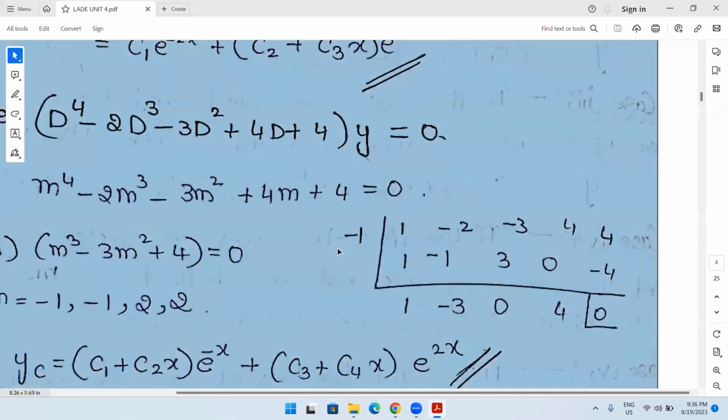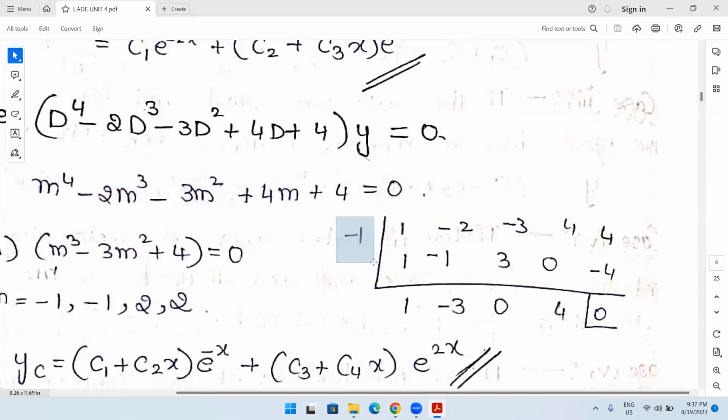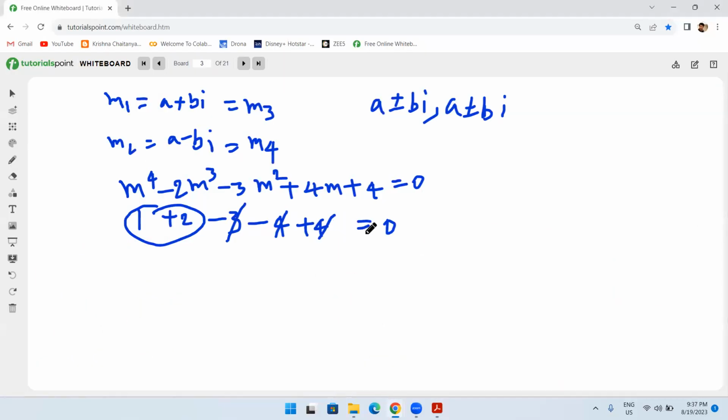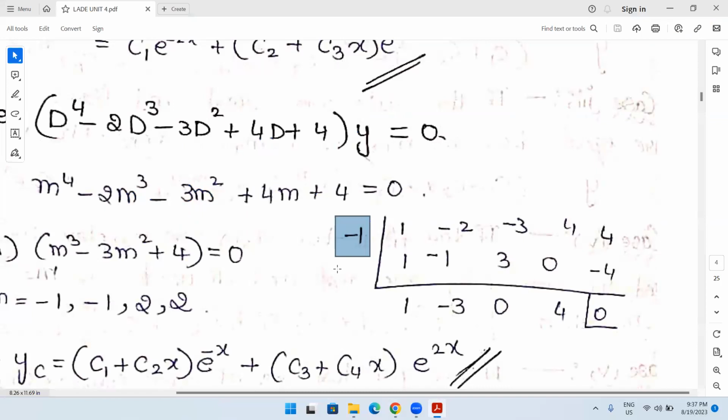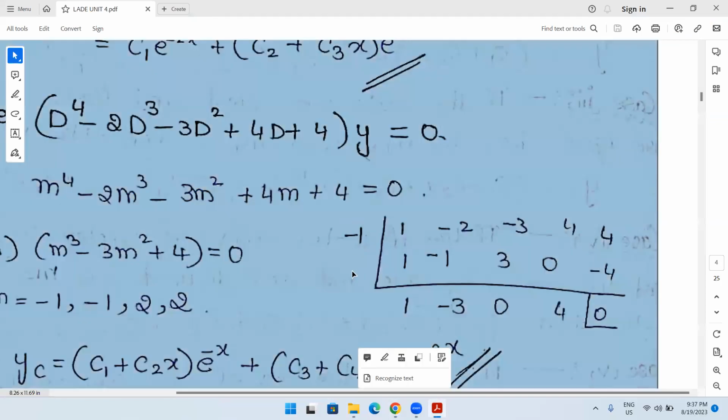So like this we find the real roots using the trial and error method. Suppose minus 1 also, if we won't get 0 here, if it is non-zero, we try 1. If 1 is not the root, we try 2. Like this, 0, minus 1, plus 1, 2, minus 2, like this trial and error method. Once we find one root, so put it here, minus 1.